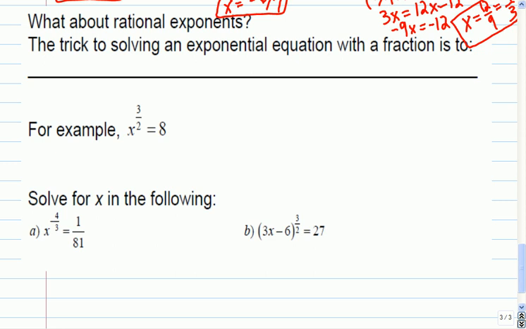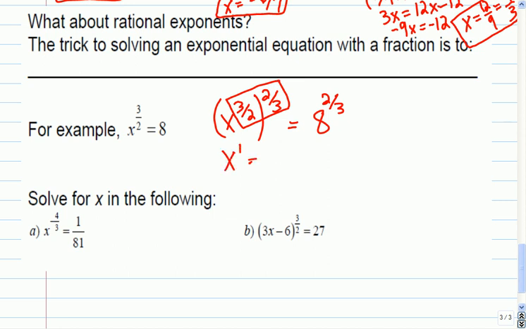So for example, if I had x to the 3/2 and I raise it to 2/3, I have to do the same thing to the other side. Otherwise, I don't have the equation anymore. But what happens here is this exponent law is multiplication. So it becomes x to the 1 equals 8 to the 2/3. Can anybody do 8 to the 2/3 without a calculator?